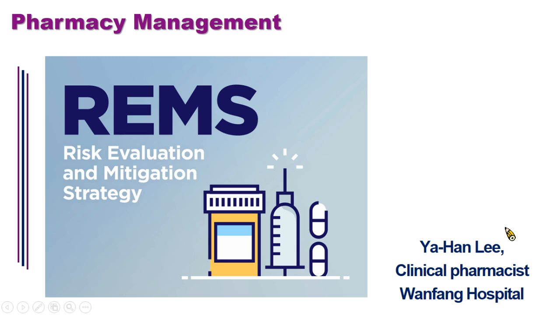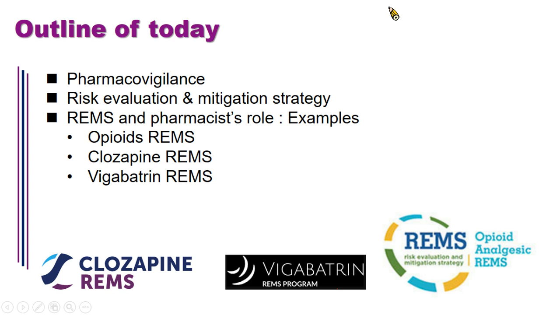Today's topic we are going to talk about REMS, in terms of risk evaluation and mitigation strategy, and also we will talk about pharmacovigilance first. This is today's outline. We will talk about pharmacovigilance first, and then go to risk evaluation and mitigation strategy. And I will provide you with some examples and hope we can see what the pharmacist's roles are behind these examples, such as in the opioid REMS program, clozapine REMS, and then the vigabatrin REMS.